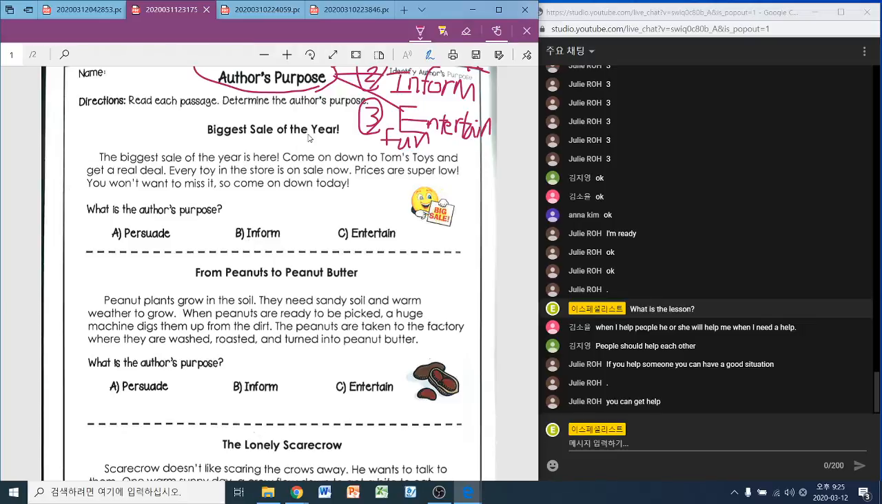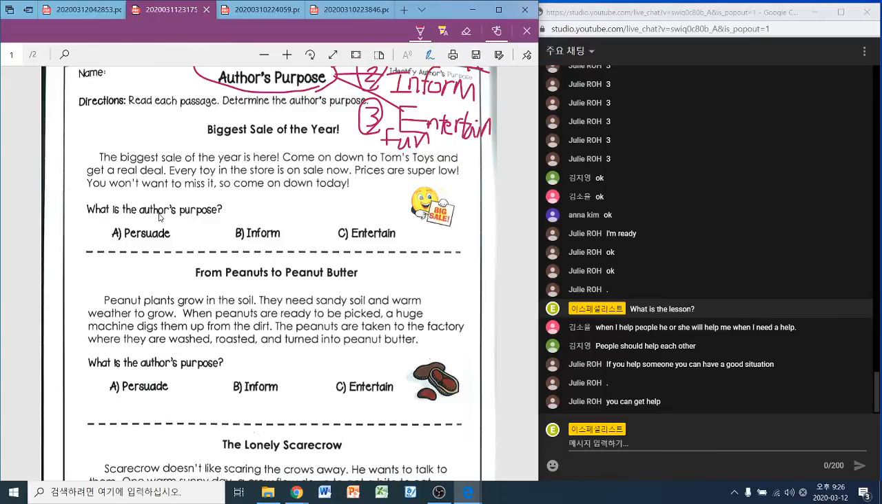Biggest sale of the year. The biggest sale of the year is here. Come on down to Tom's Toys and get a real deal. Every toy in the store is on sale now. Prices are super low. You won't want to miss it. Come on down today. Look at this writing. Biggest sale of the year.